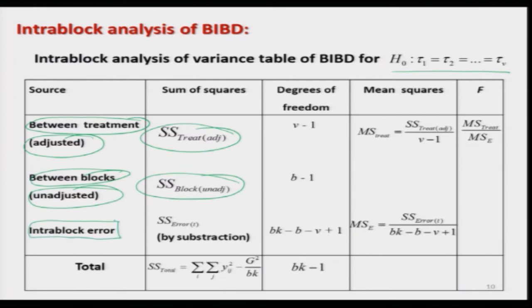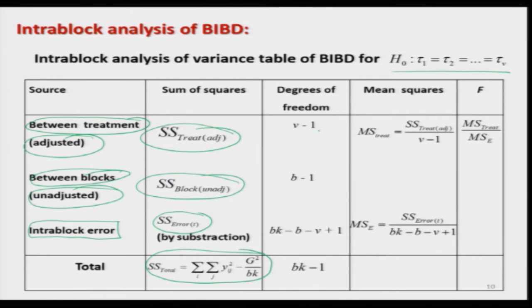Now, you understand why we are calling it intra-block error. Because after some time, in the next lecture, we are going to talk about the interblock analysis and recovery of interblock information. So, that is why I now want to discriminate here between the two errors. And then you obtain the sum of squares due to total, that will remain as such as it was the case in the earlier analysis. And then by subtraction, you can obtain here the sum of squares due to error.